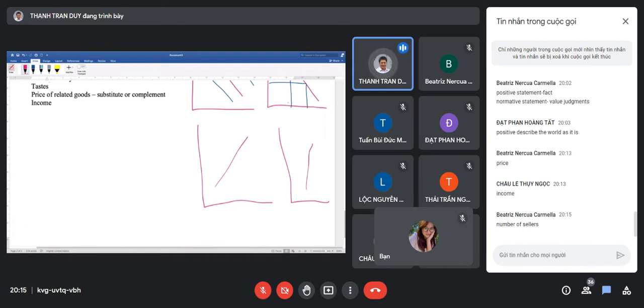So there can be a shift of the supply curve to the left or right, or a movement along the supply curve, right? And number of sellers, right? Make sure you know the difference between a change in supply, which shifts the whole supply curve, and a change in quantity supplied. A change in price will cause a move along the supply curve.